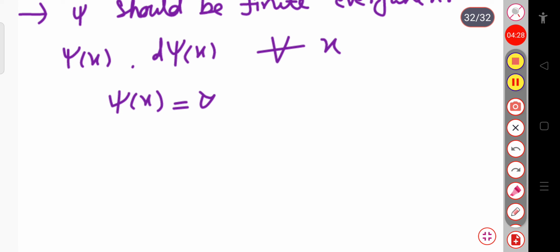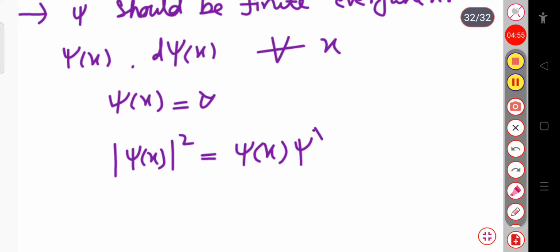It means that the probability of finding the system at that point, and probability means the modulus of psi of x squared. I will discuss it in detail in my later videos: what is this probability, and how it represents the system. So this modulus of psi of x squared is equal to psi of x into its conjugate, that is psi star of x.